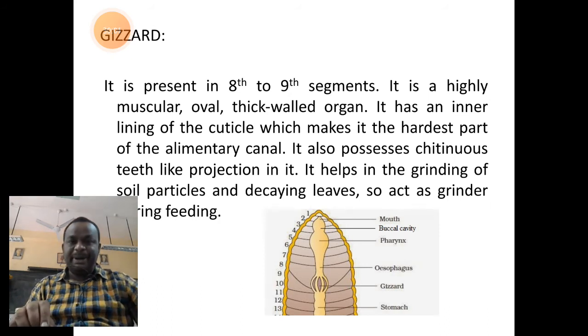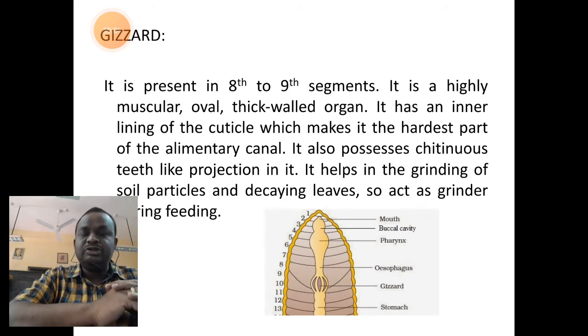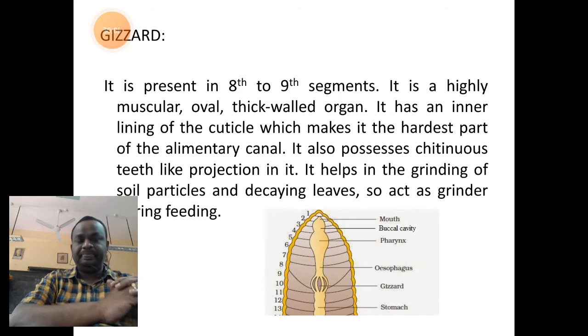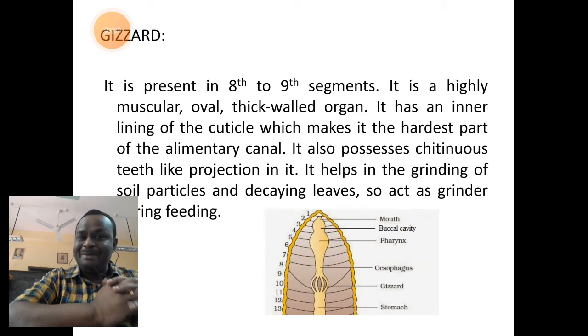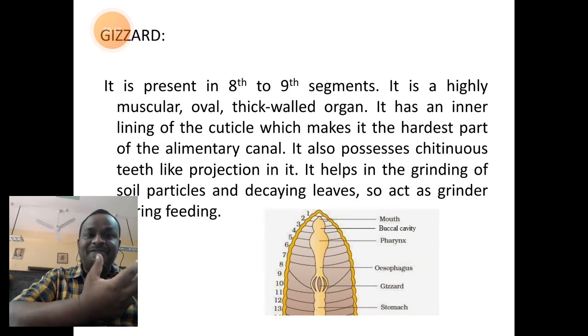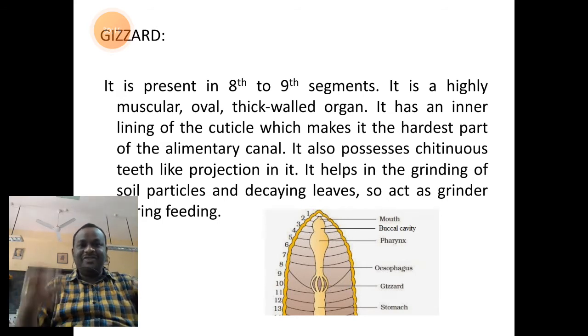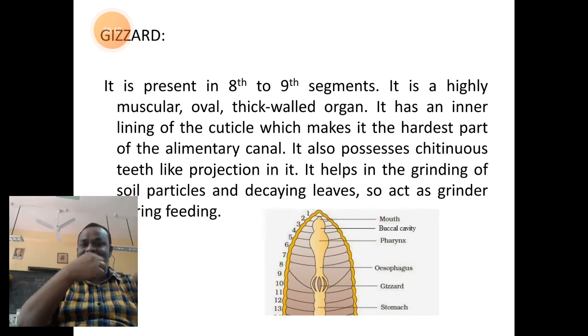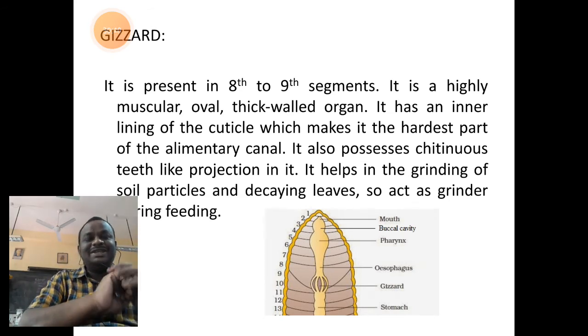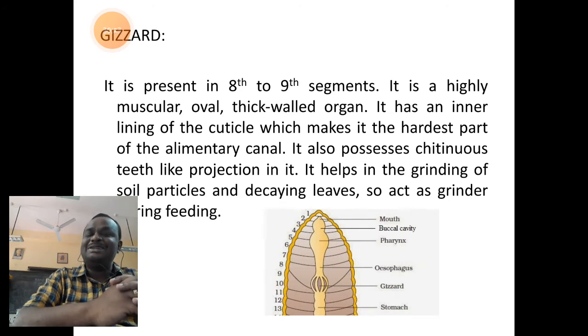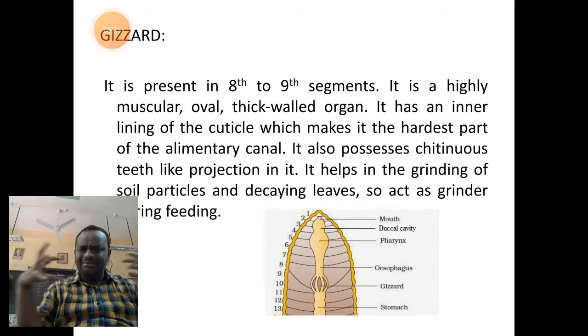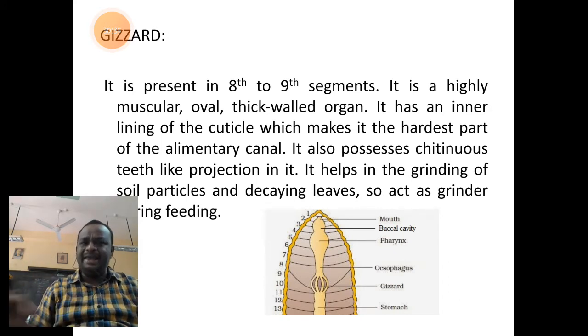The next important part that we have in the digestive system of earthworm is gizzard. It's a special part. When you look at the diagram, its representation itself is given as a bulbous structure with long fold-like structures attached to it. This particular organ is present between the 8th and 9th segments of the digestive canal. It is made up of very large numbers of muscles. So, it is highly muscular.